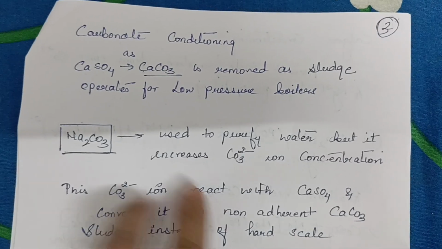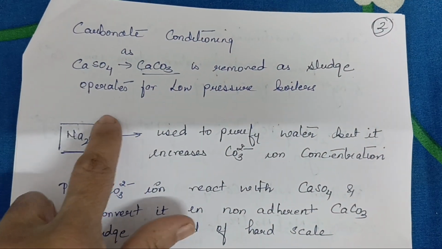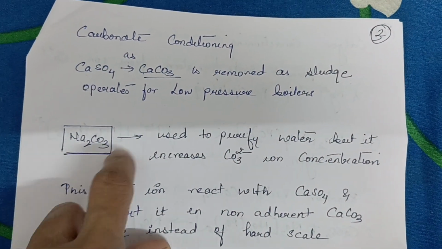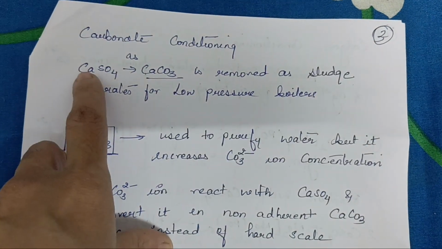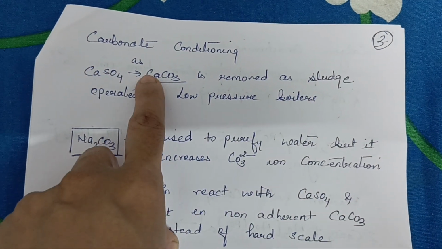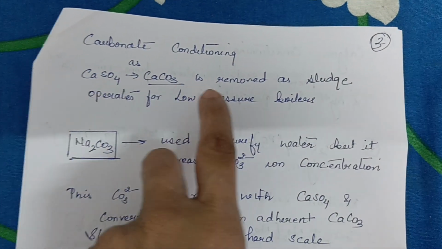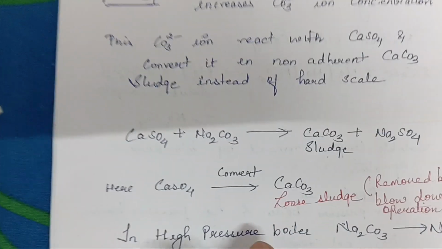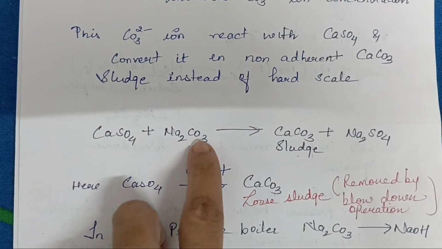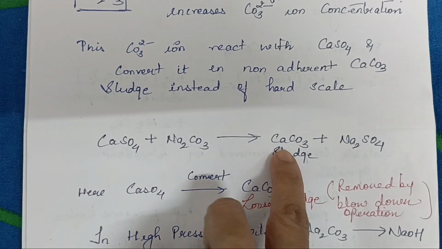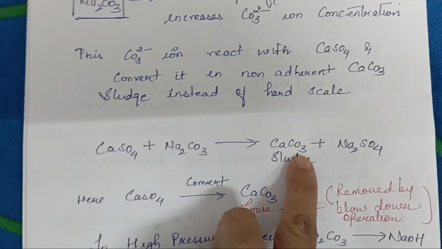So what we have to do, we have to remove this carbonate ion, right, as it is reacting with calcium sulfate. And therefore what we do, the calcium sulfate is reacted with soda and it forms a CaCO3, right?